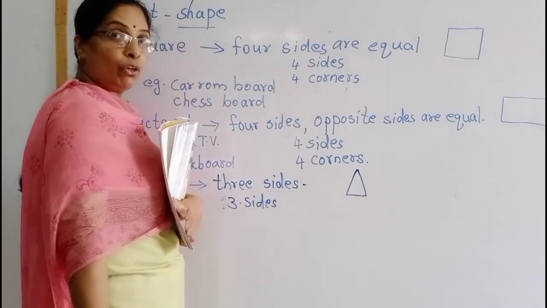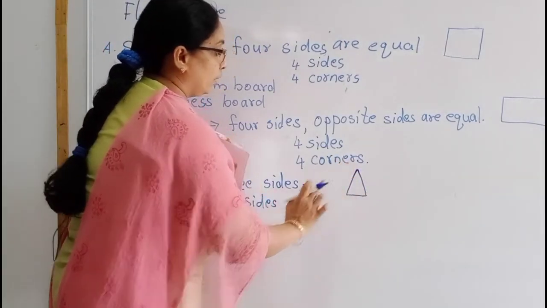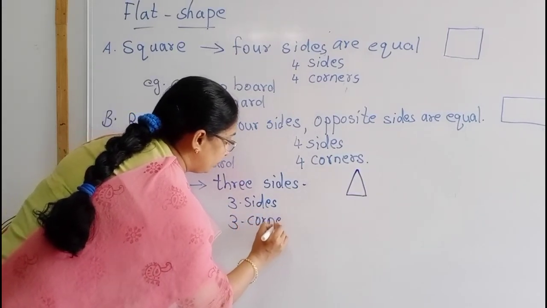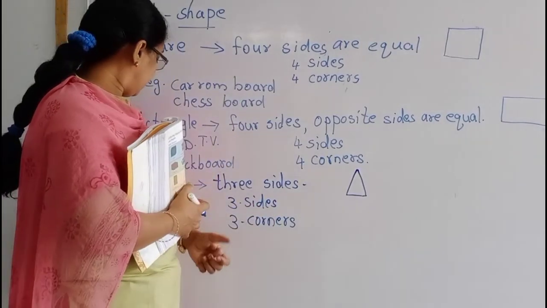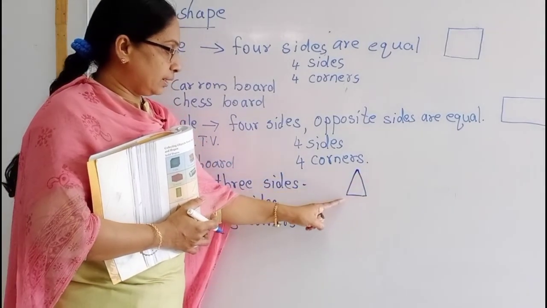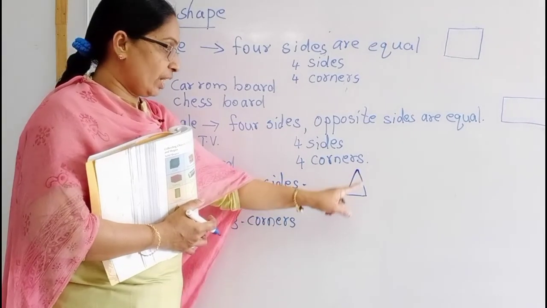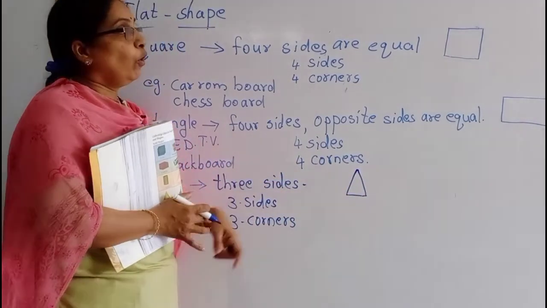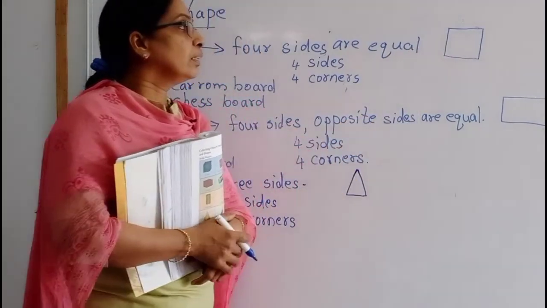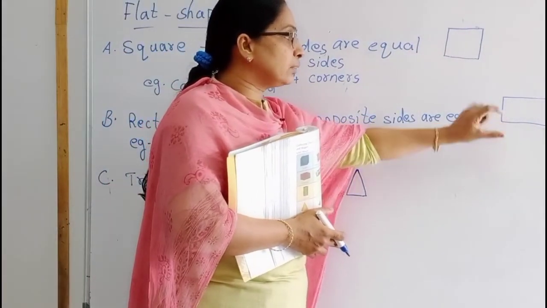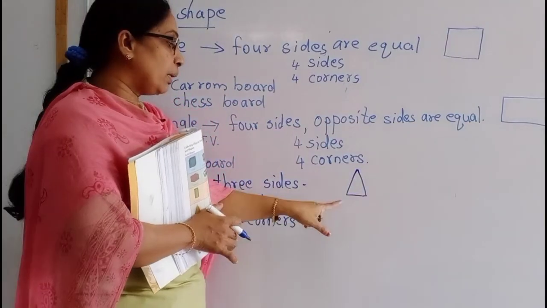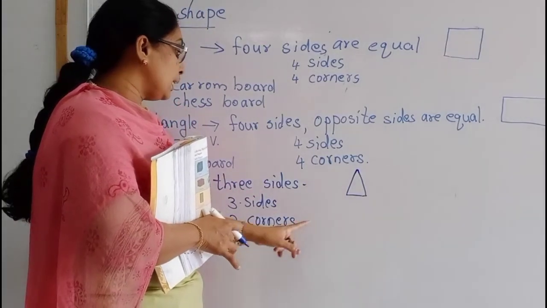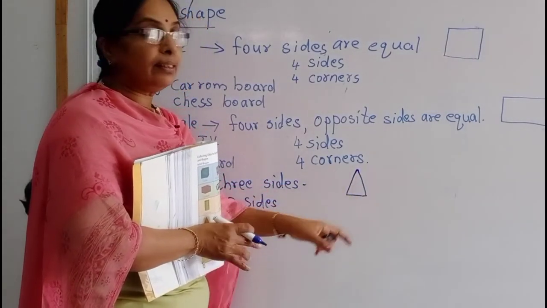And how many corners? 1, 2, 3. Three corners. Once again, children, triangle has three sides. Tri means three. Triangle has three sides. 1, 2, 3. These sides are not equal. Only here the square has the equal sides. Even the rectangle has opposite sides equal. But in the triangle, there is no equality in the sides. Okay. So it has three corners and three sides.